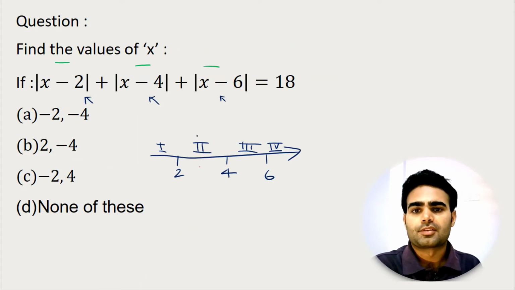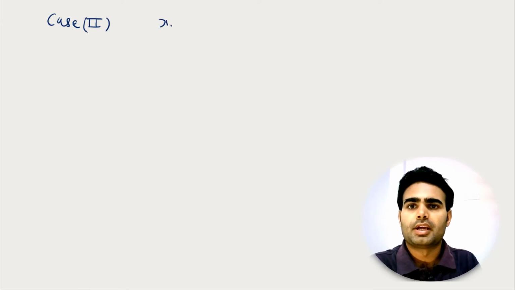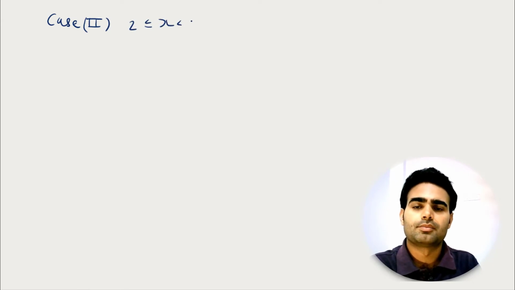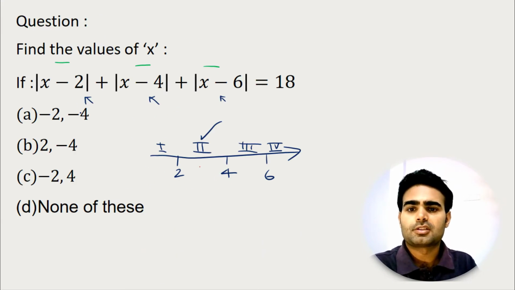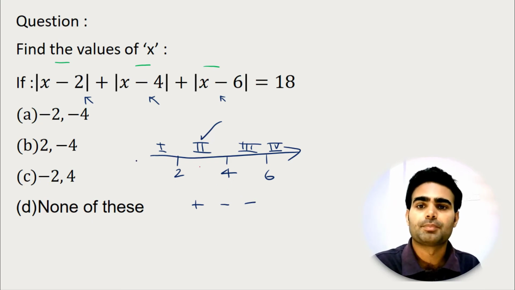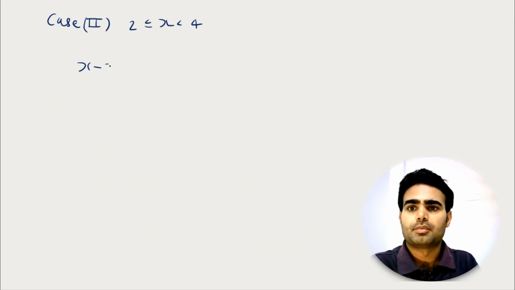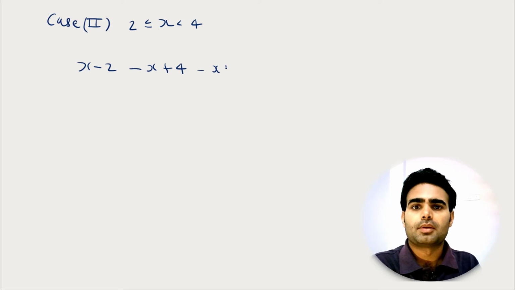This is the second case now. So I am taking case 2. Let's solve for case 2. Case 2 is when x is greater than or equal to 2 but less than 4, and the second case lies in this interval. For this case, you can see the first mod will open with a plus sign, the second mod will open with a minus sign, and the third one will open with a minus sign, because x is less than 4 and less than 6. So this will be x minus 2, and for the second mod with the minus sign I am opening it directly, minus x, multiplying the minus sign, plus 6.